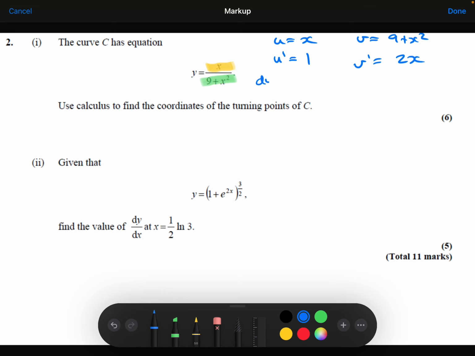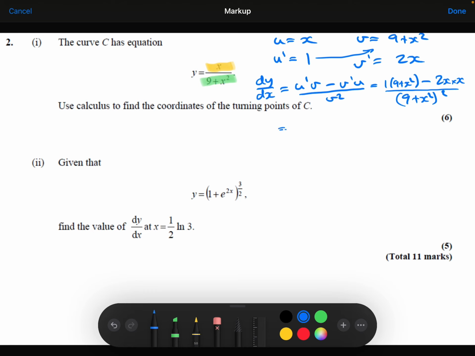Now let's remember that the quotient rule, and we do get given this in the formula booklet, is u dash v minus v dash u all over v squared. So in this case, we'll have 1 times 9 plus x squared, that's my u dash times v, minus my v dash times u, all divided by the v squared.